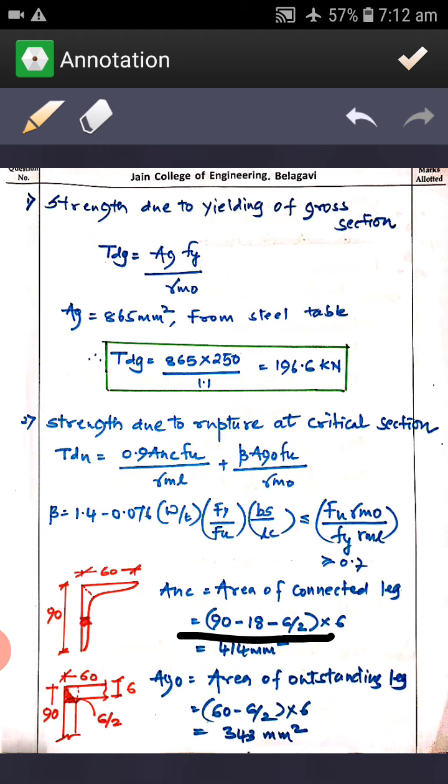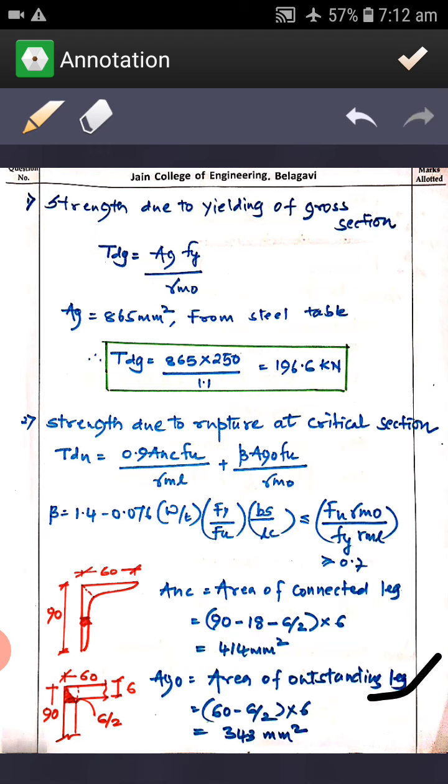Here deduction here is 90 minus 18 minus 6 by 2. So that is net leg width into thickness. Though that will be area of the connected leg. Now next is they are given AGO. AGO is nothing but area of the outstanding leg. Okay, area of the outstanding leg.